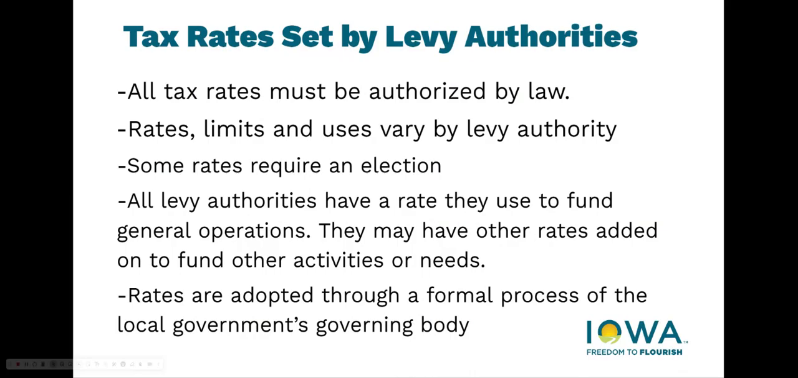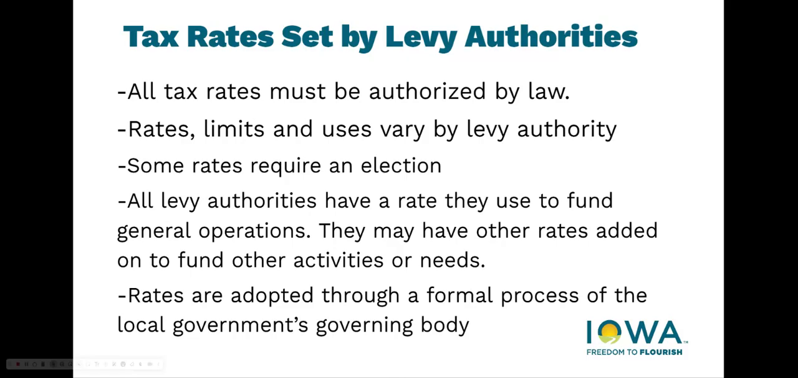All tax rates must be authorized by law. A city or county can't decide on their own volition that they want to establish a special tax rate to buy new computers, for instance. They all have to be specified in existing state law. Rates, limits, and uses vary by law and by the particular levy authority we're talking about. Schools have particular rates, counties have specific rates, cities have specific rates.